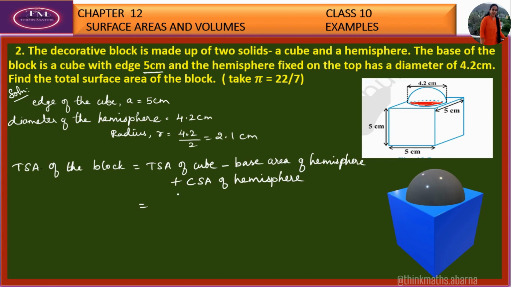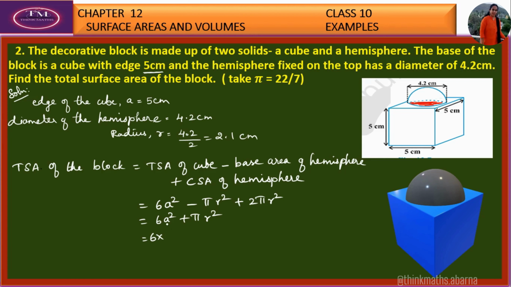So total surface area of cube is nothing but 6a square. A is nothing but edge of the cube, minus base area. So base area is in the circle shape. So it is nothing but pi r square. So minus pi r square plus curved surface area of hemisphere is nothing but 2 pi r square. So it is 6a square minus pi r square plus 2 pi r square. So 2 minus 1 is 1. So it is plus pi r square.